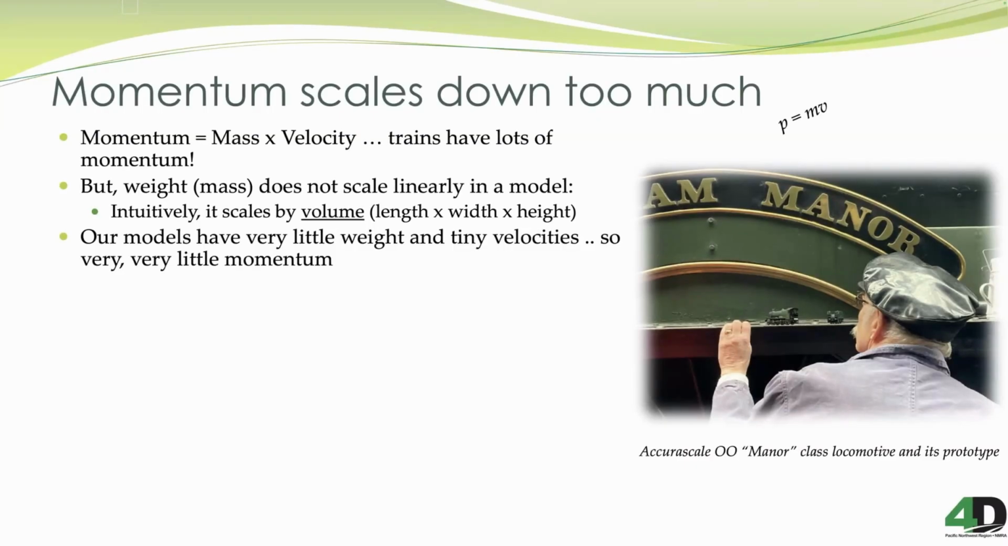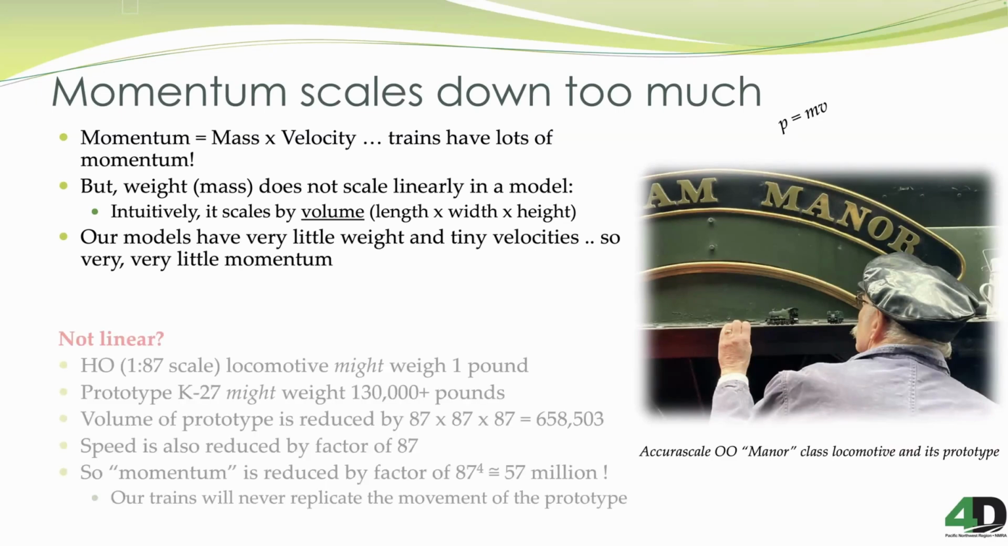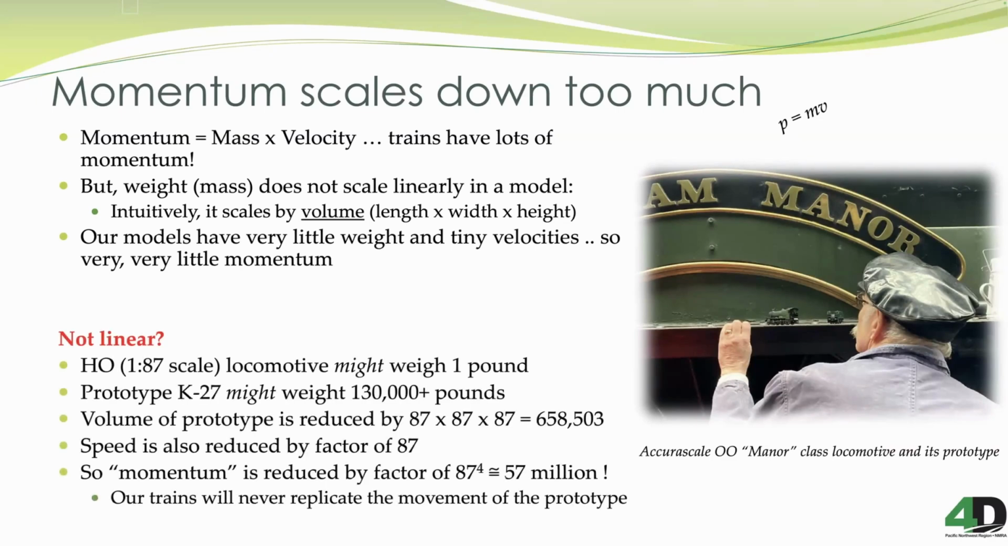If we take a model and reduce it by, I picked HO scale, that locomotive might weigh a pound, but that prototype K27 might weigh 137,000 pounds. Usually we think about weight scaling because of the volume of something, a block of wood or an apple. It scales by the volume of it. But in HO scale, the length times the width times the height is 1/658,000th of the real thing. It's really reduced by a lot, and that's probably how the actual mass or weight of the thing is reduced.